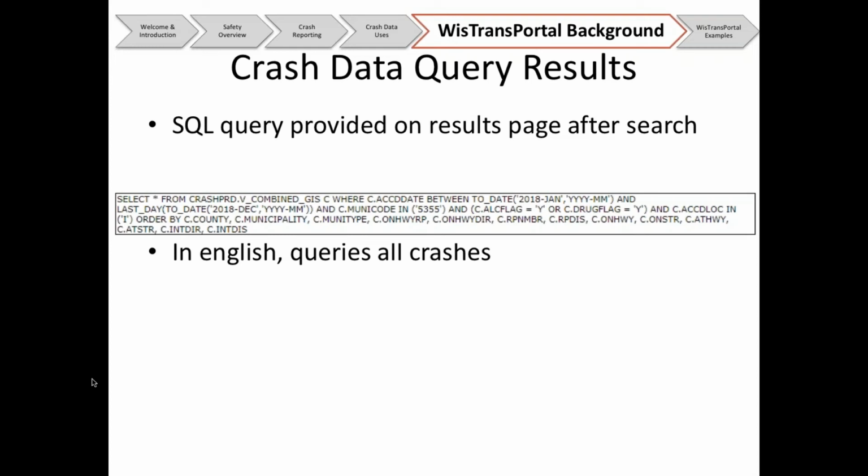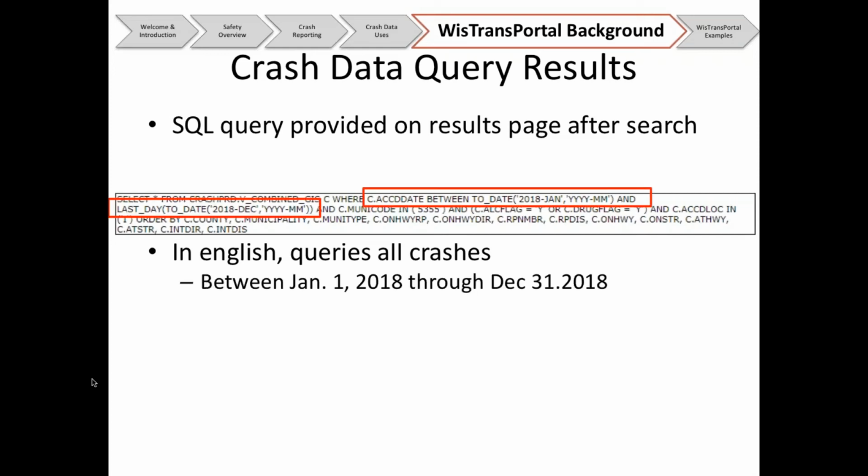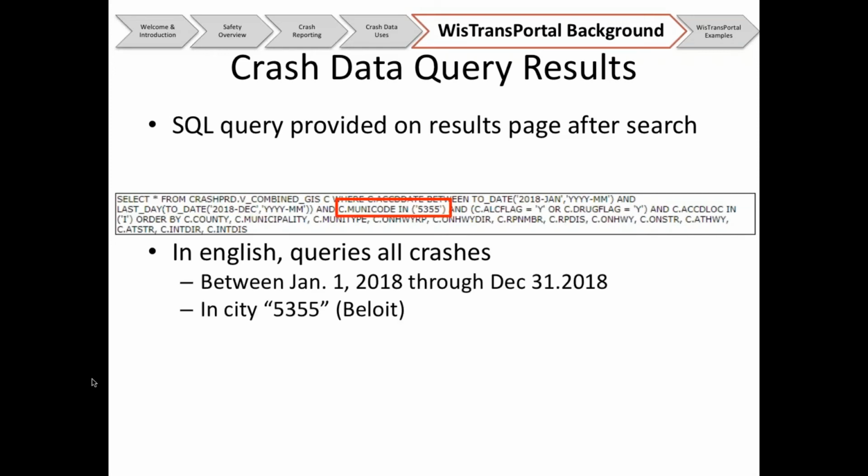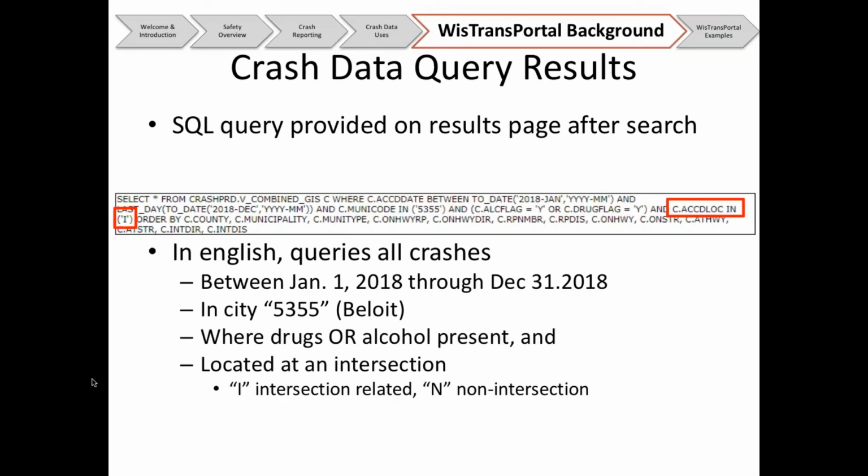Then you see the rest of the where statement that has an and, a municipal code of 5355, and where either an alcohol flag was yes or a drug flag was yes, and that the accident location is in the intersection. So that's kind of how that provides that information. It's the city of Beloit, where drugs or alcohol were present, and it was located at an intersection.